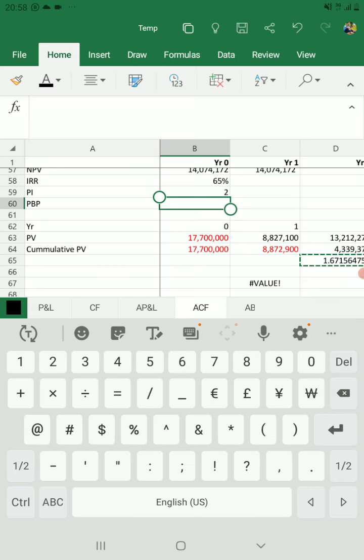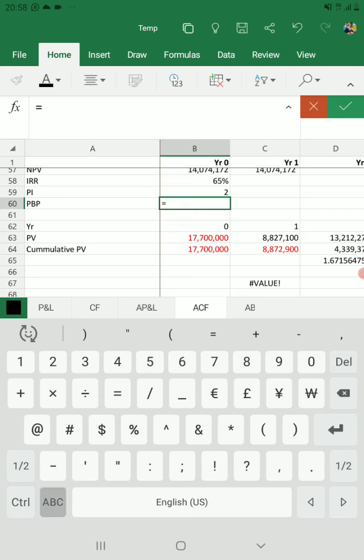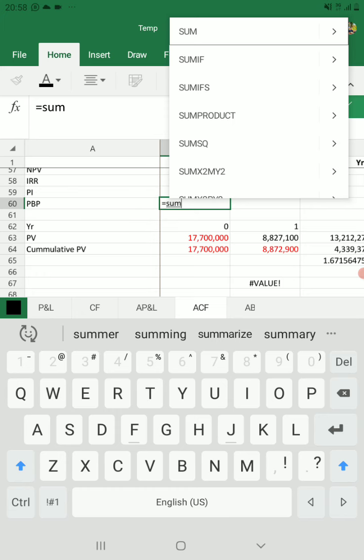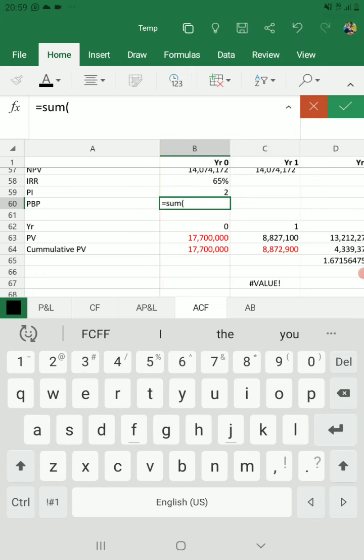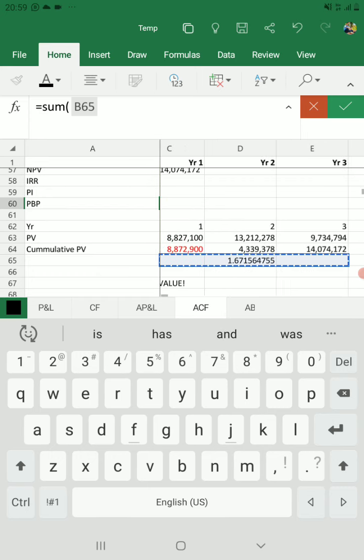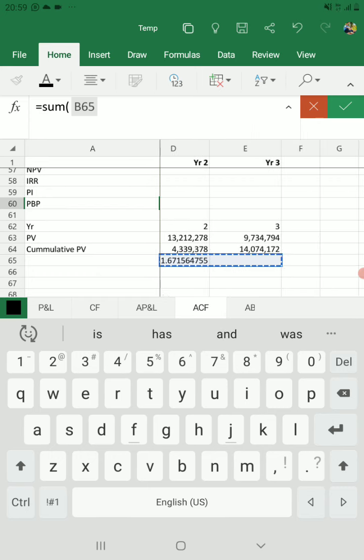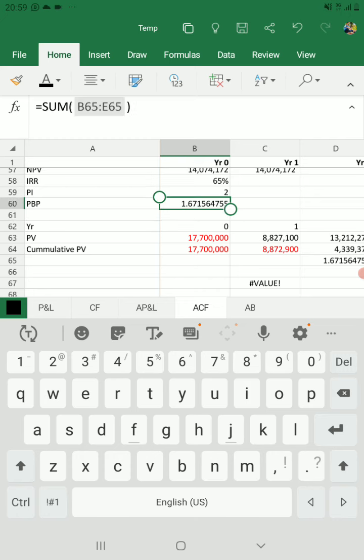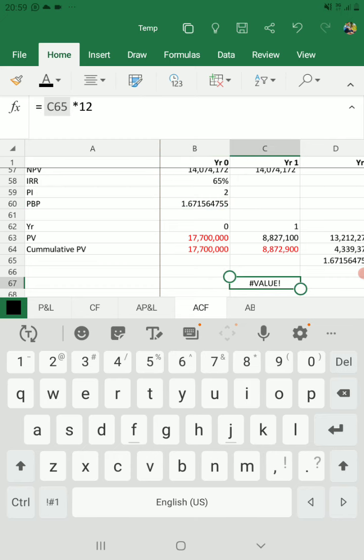Start with equal sign, and there you say sum, open the bracket, we just sum from here to the end of our projection period. So wherever it will fall, that is going to be our payback period. Okay, so this is how we establish our payback period, by using Excel formula.